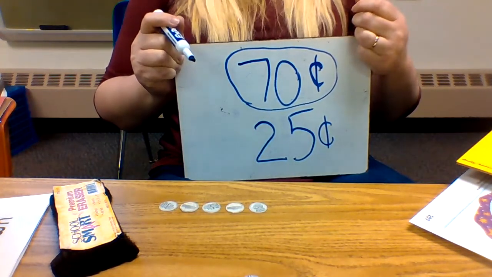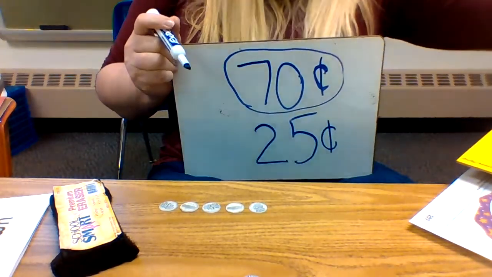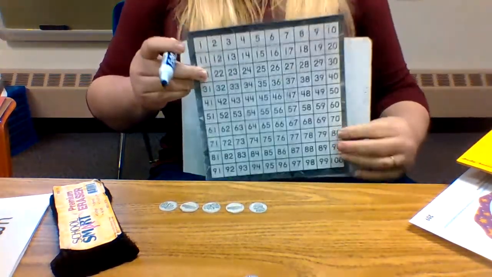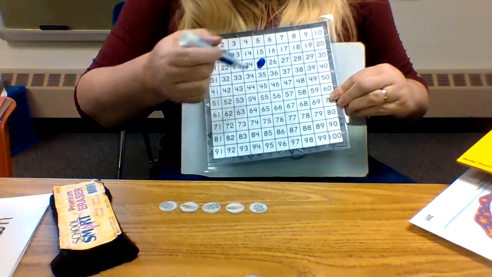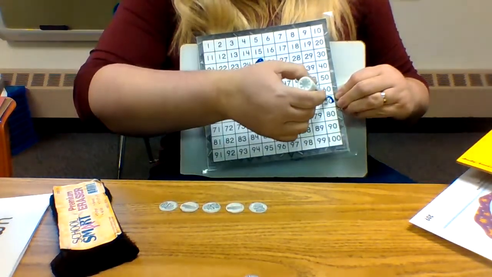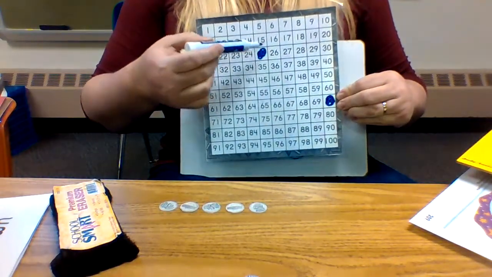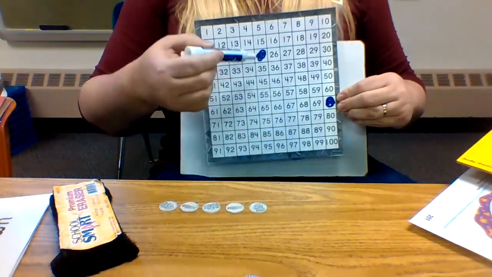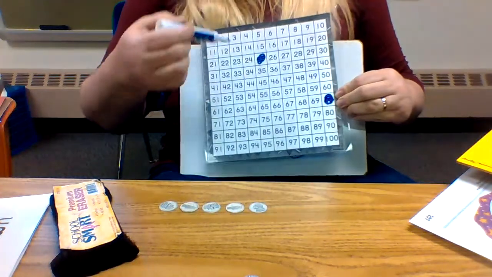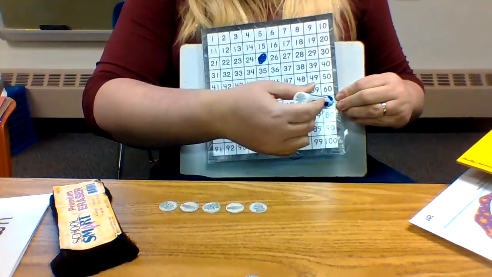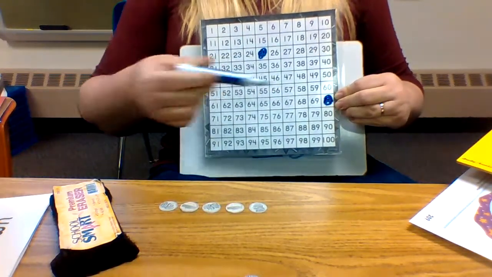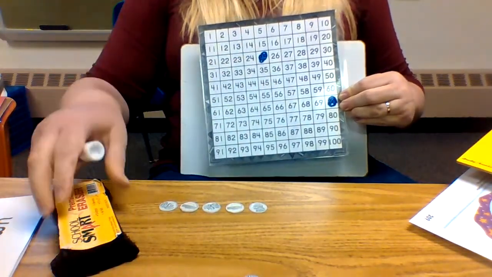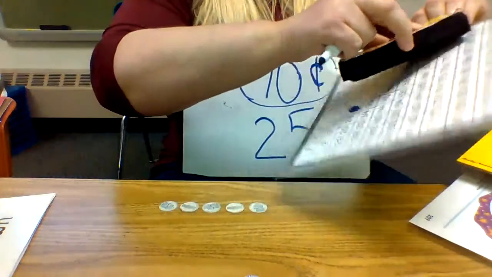But 70 is more than 25. Okay? Think about your number chart. Right here is 25. Right here is 70. The further down the chart you go, the more it is. So 70 is more because you would count all of this all the way to 70. Only all of this to here is 25. So 70 is more. Hope I didn't confuse you.